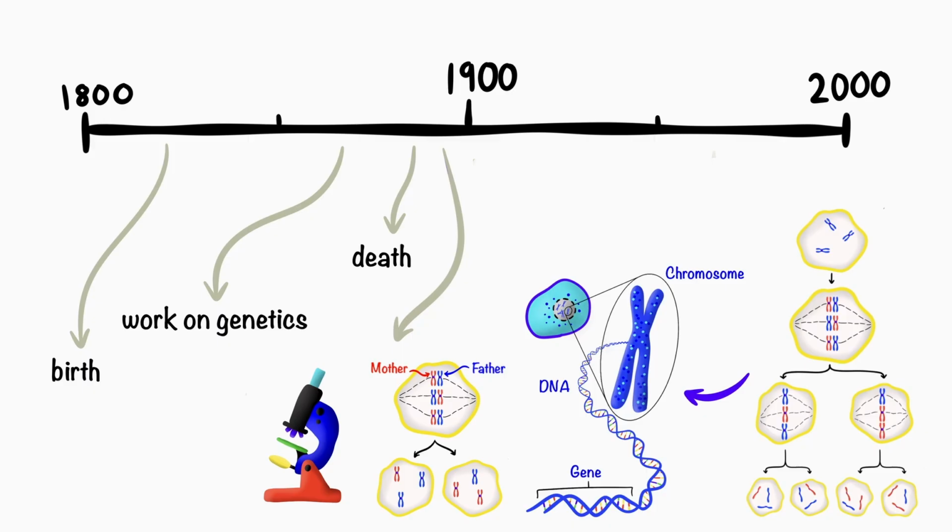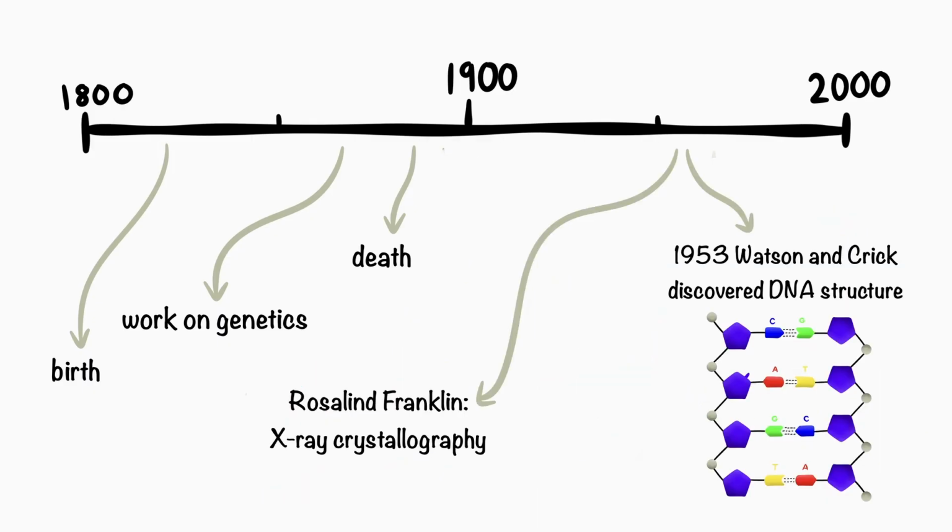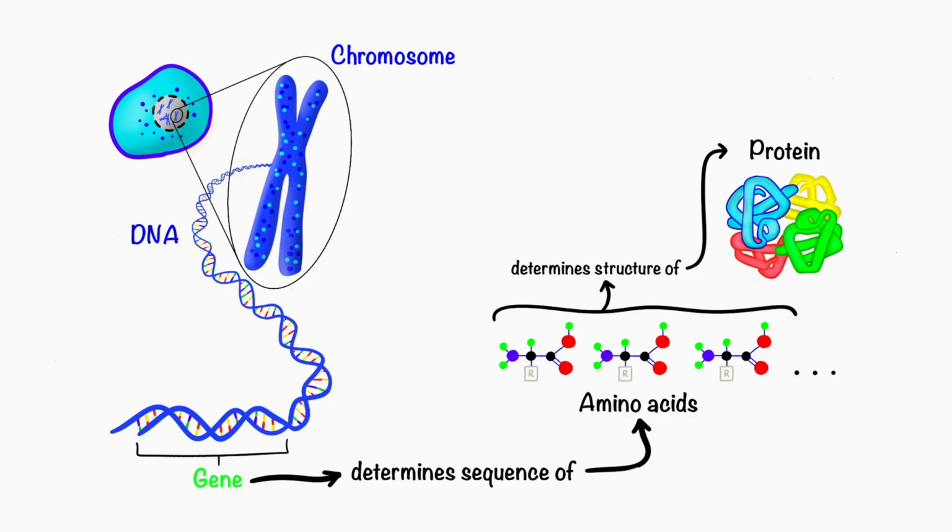But the story doesn't end there. In the mid 20th century, another huge advance came with the discovery of DNA structure by Watson and Crick in 1953. This built on the work of many other scientists, including Rosalind Franklin, whose X-ray crystallography was crucial to understanding DNA's shape. Once the double helix structure of DNA was understood, scientists could begin to work out exactly how genes function at the molecular level. They discovered that genes contain the instructions for making proteins, which carry out most of the important functions in our cells.